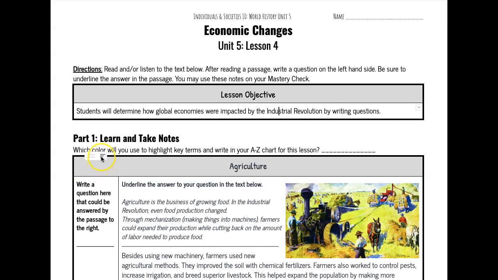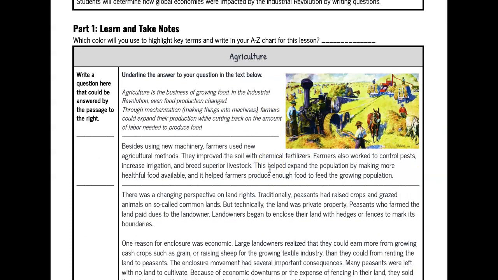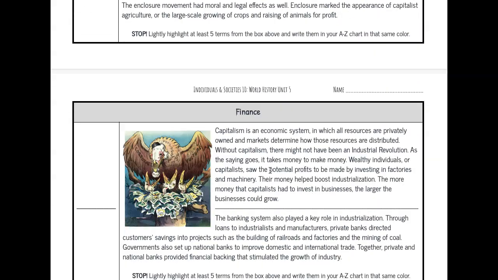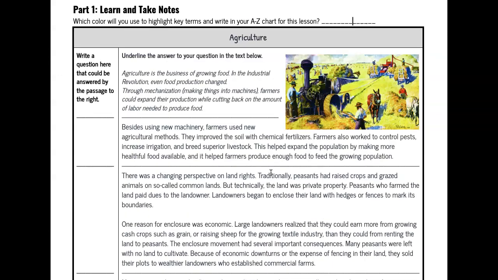As usual, you're going to choose a different color to highlight key terms and to write in your A through Z chart. So pause now, decide which color you're going to use, go get that color, and then press play. So in this lesson, we're going to look through a couple of different topics: agriculture, finance, and big business.